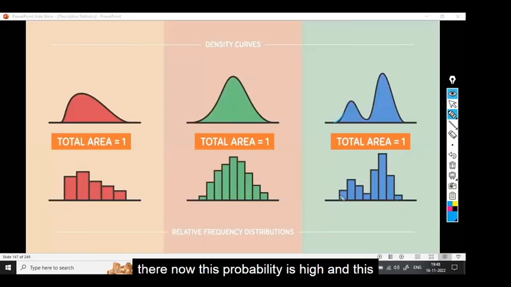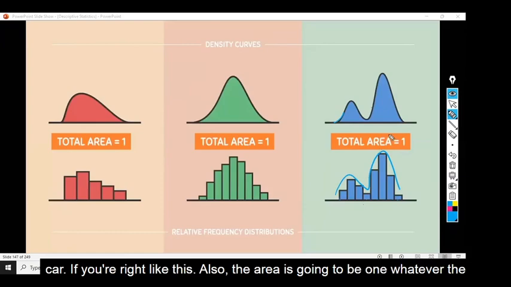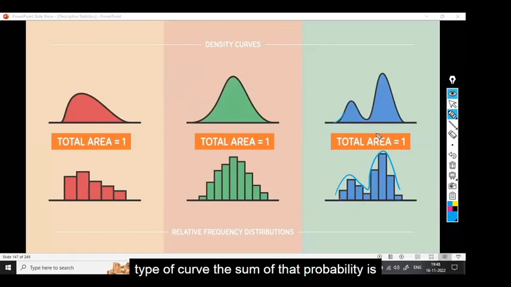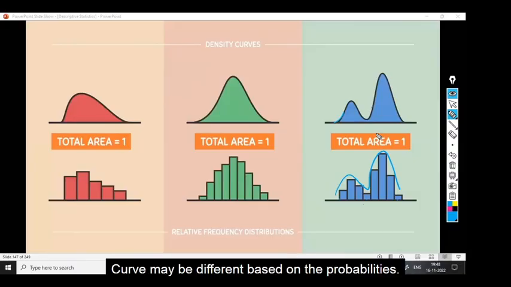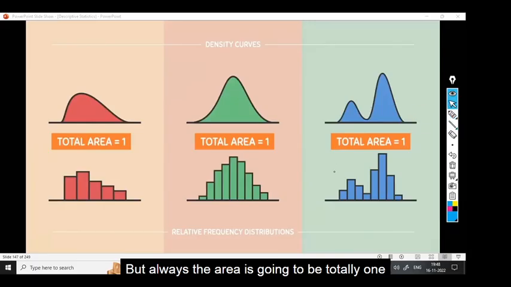Now this probability is high and this probability is low. The probability is only low, but it still has some probability, and if you combine all of the probabilities, it is equal to 1. The same curve, if you write it like this also, the area is going to be 1. Whatever the type of curve, the sum of the probabilities is equal to 1. The curve may be different based on the probabilities, but the total area is always 1.